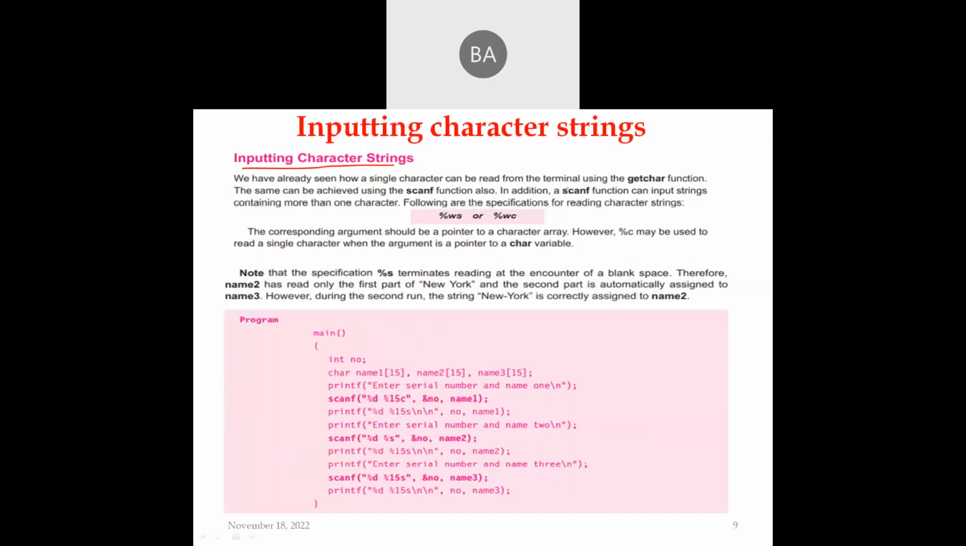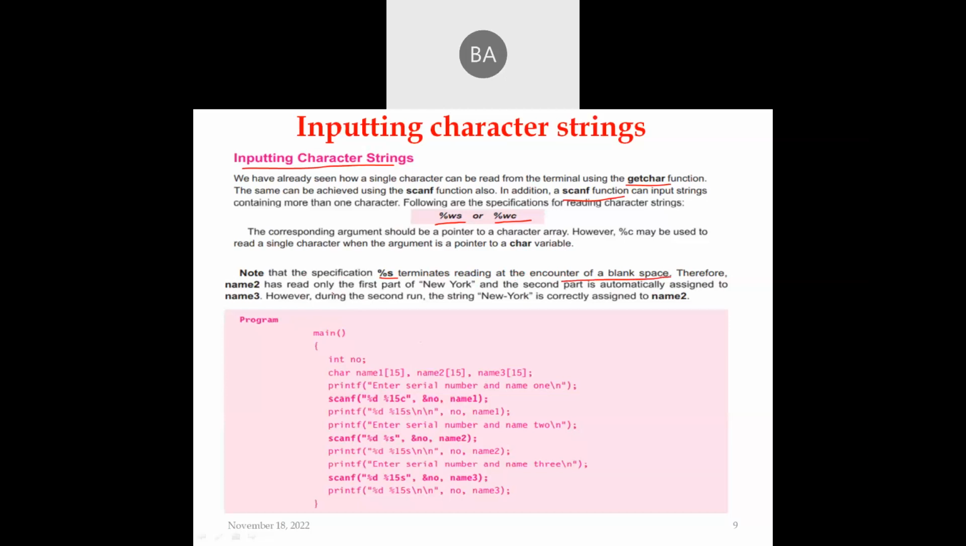We have already discussed the getchar function, which is an unformatted input function, but scanf is a formatted input function. You can specify the formatting also. Similarly, here we can use percentage ws for strings and percentage wc for characters. The corresponding argument should be a pointer type. Percentage c may be used to read a single character when the argument is a pointer to a character variable. Note that the specification percentage s terminates reading when it encounters a blank space.